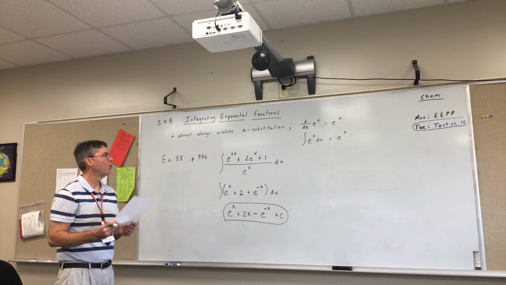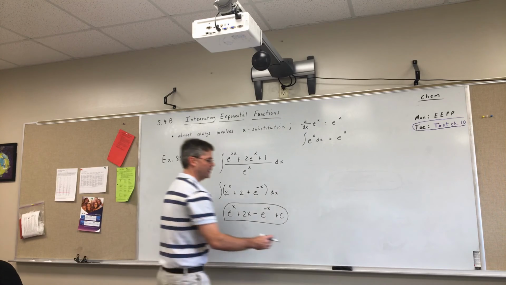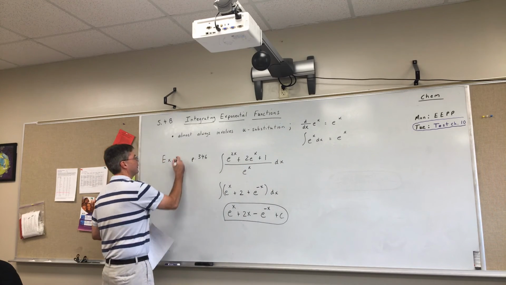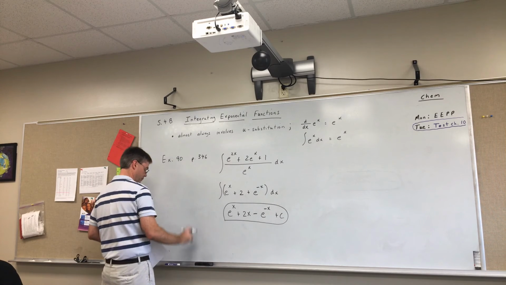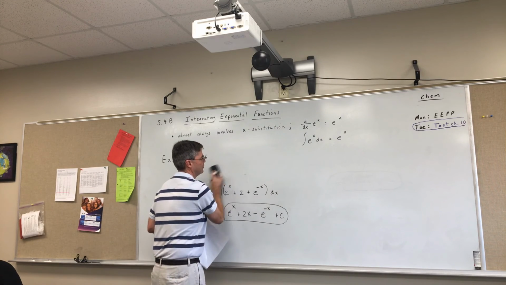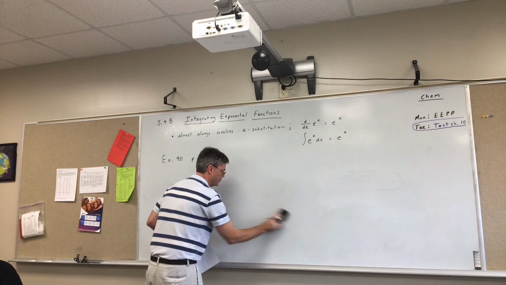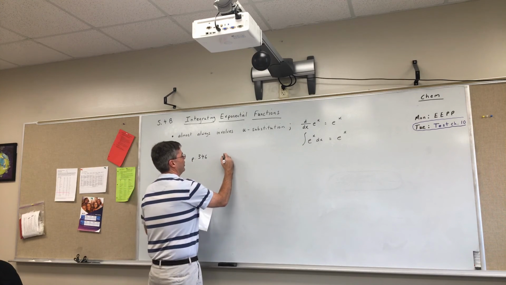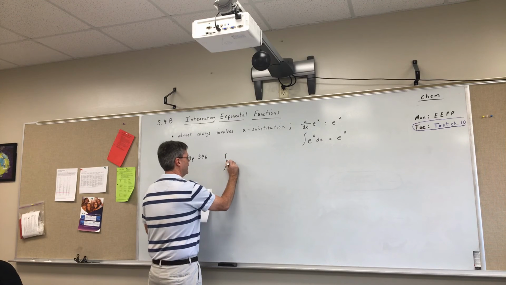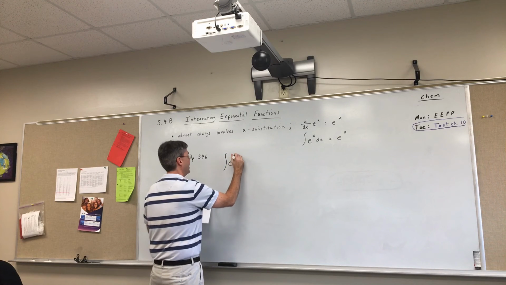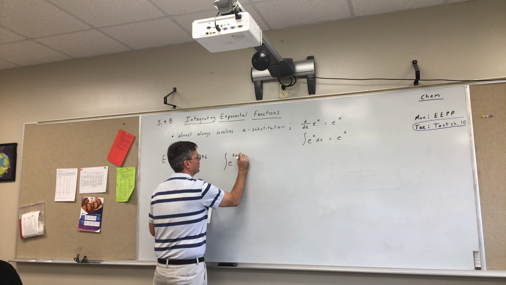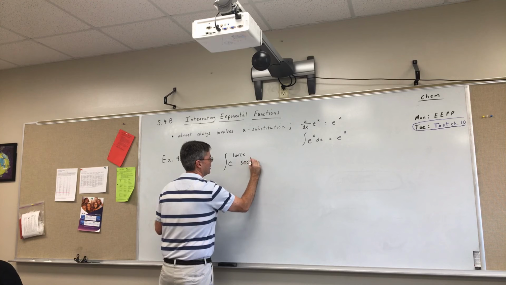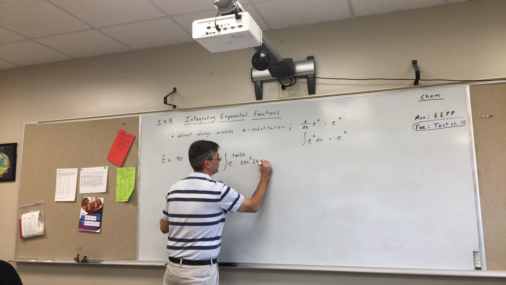All right, I have one more example, and then this lecture will be finished. Number 90. And we're going to involve a little trigonometry here. So we have e to the tangent 2x times secant squared 2x dx.